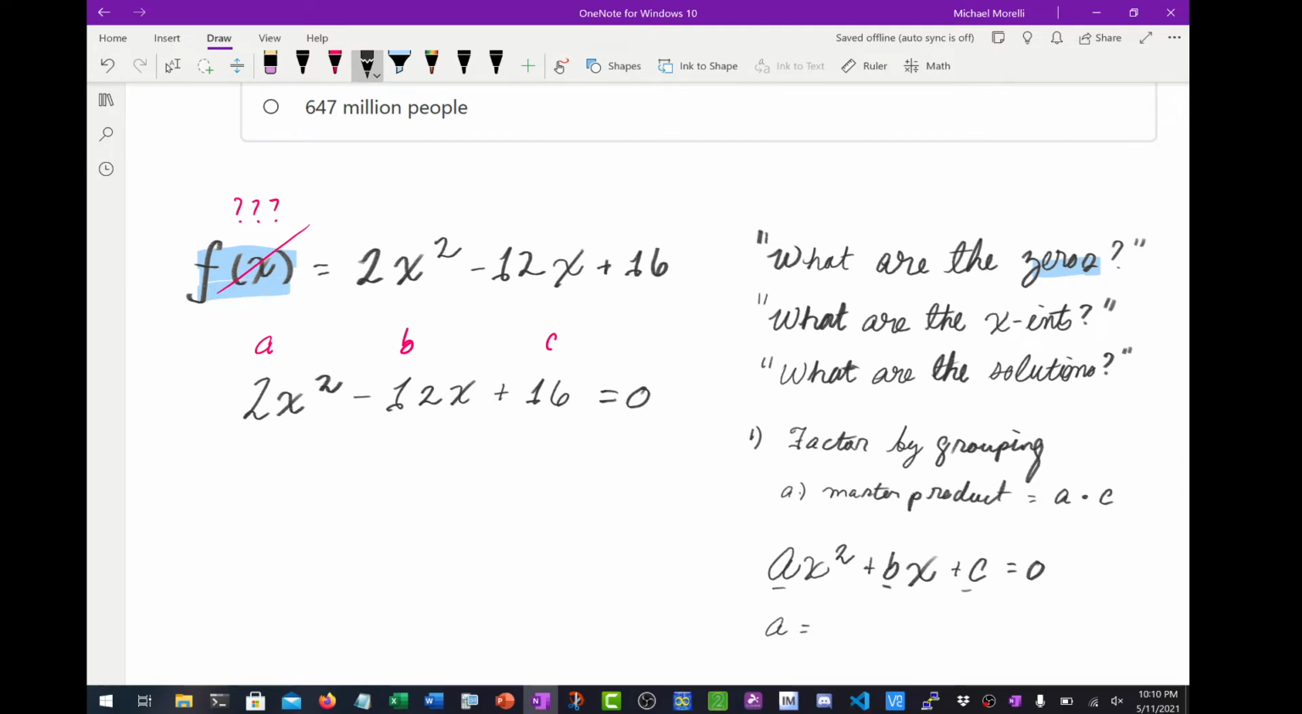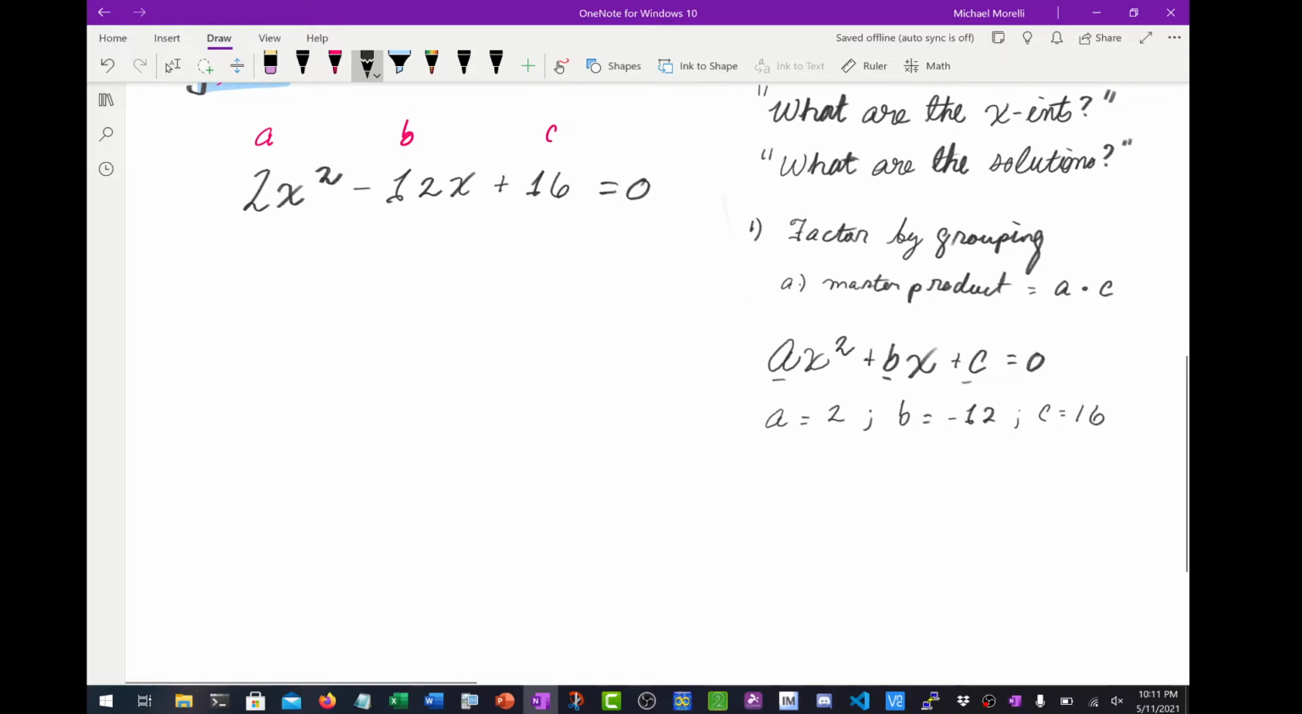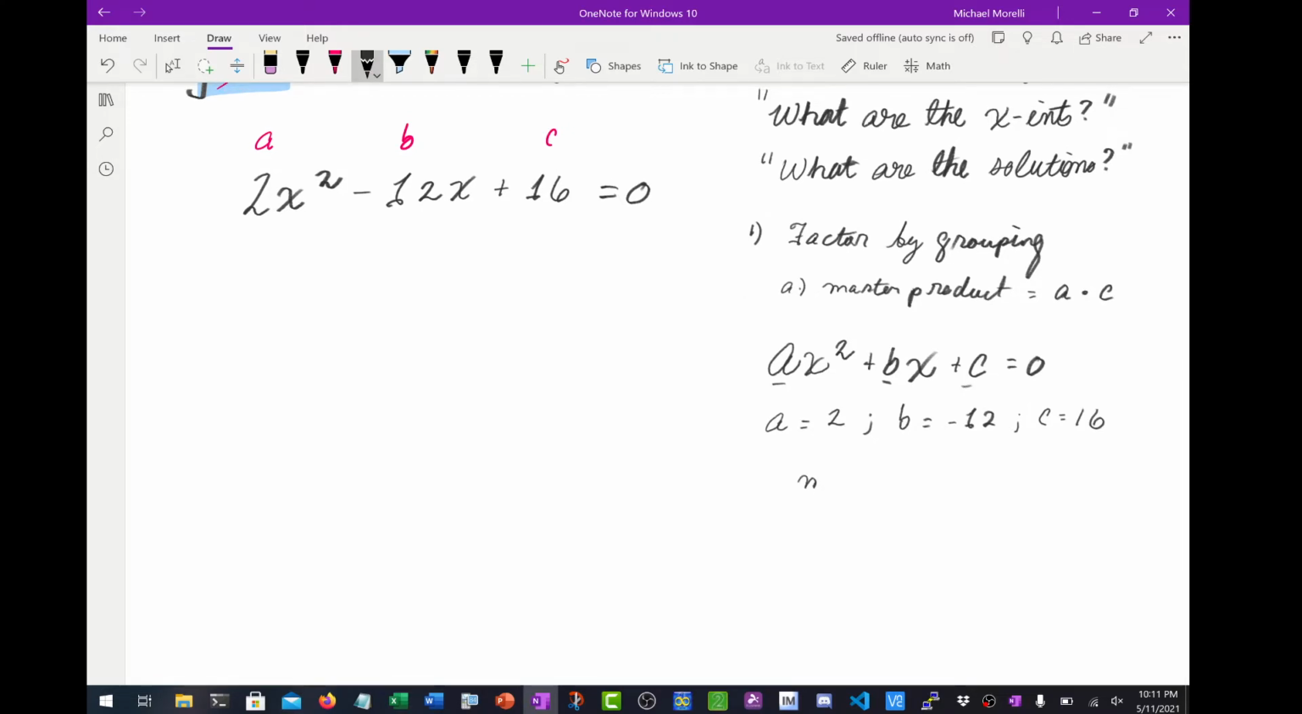So in this case, A goes with the 2, B goes with the negative 12, and C goes with the 16. And I often suggest that students write it down. In this particular example, A is 2, B is negative 12, and C is 16. So what you need to do is A times C. Okay, so we're going to abbreviate master product as MP. And remember that's equal to A times C, which is equal in this problem to 2 times 16, which is equal to 32. Okay, so now I know my master product is 32.